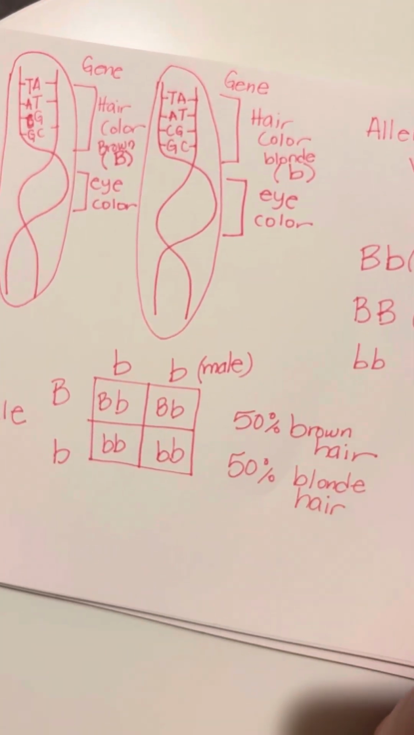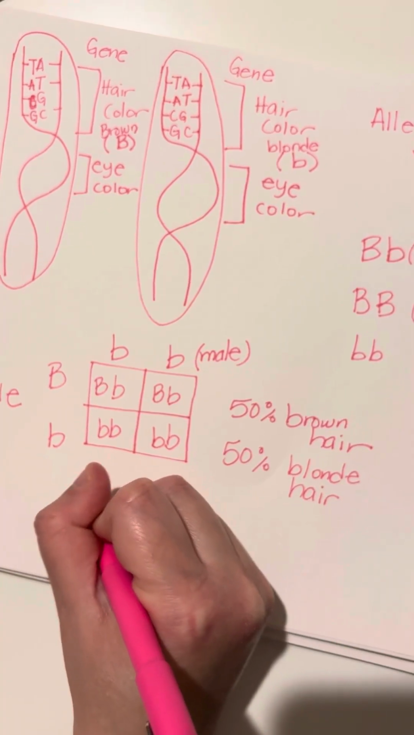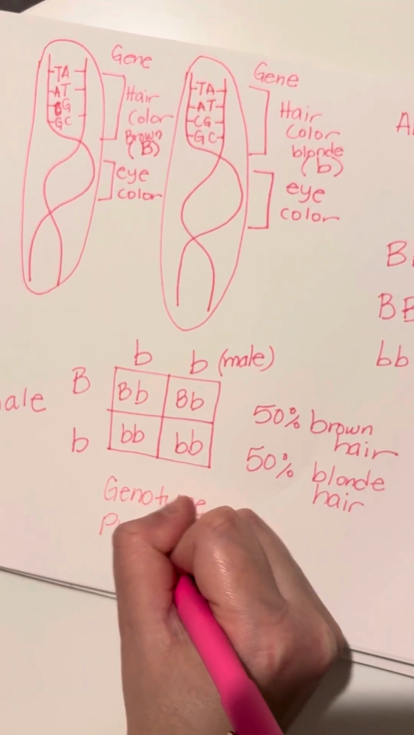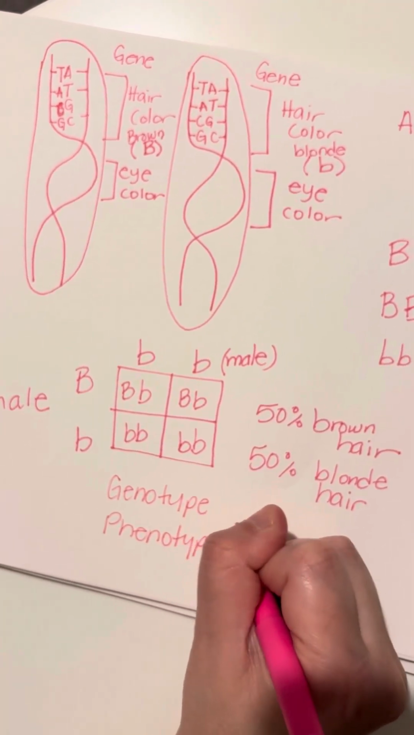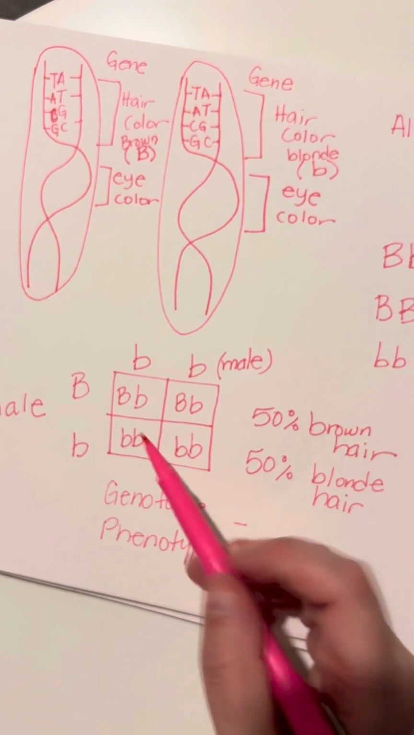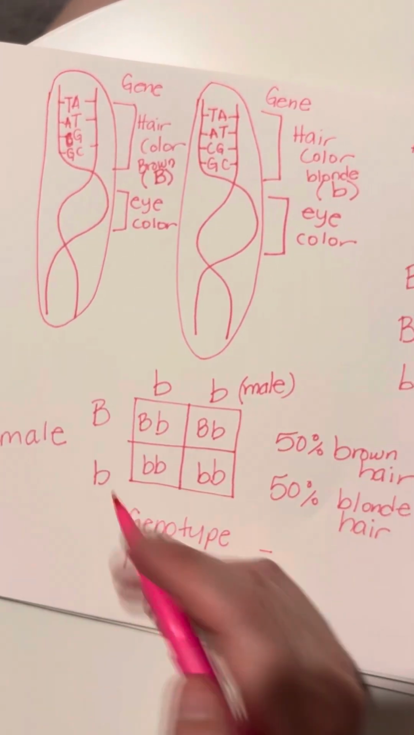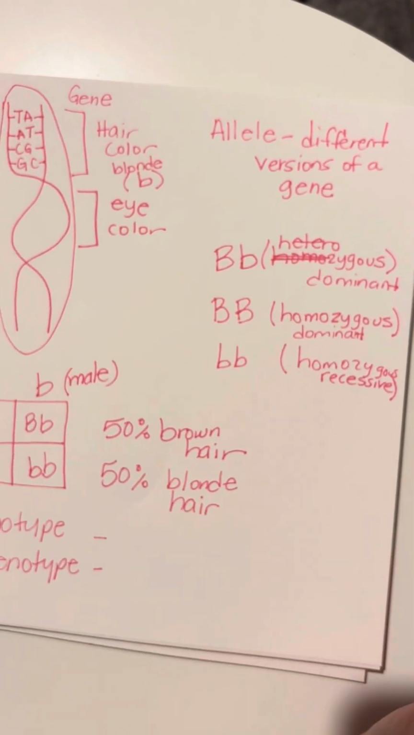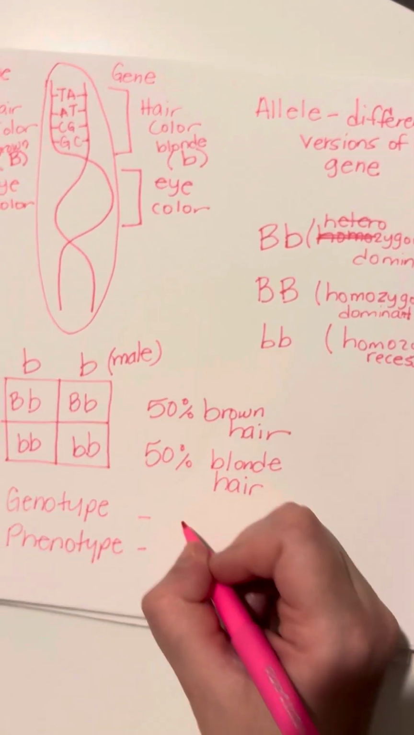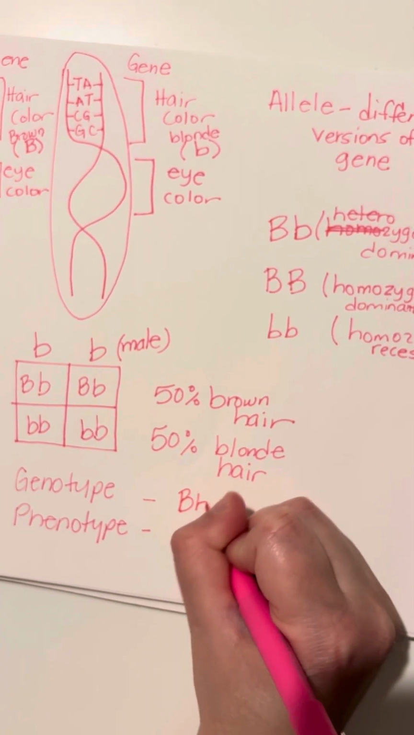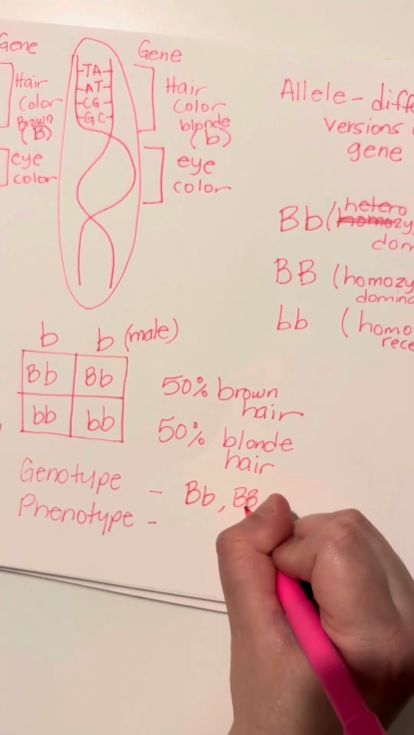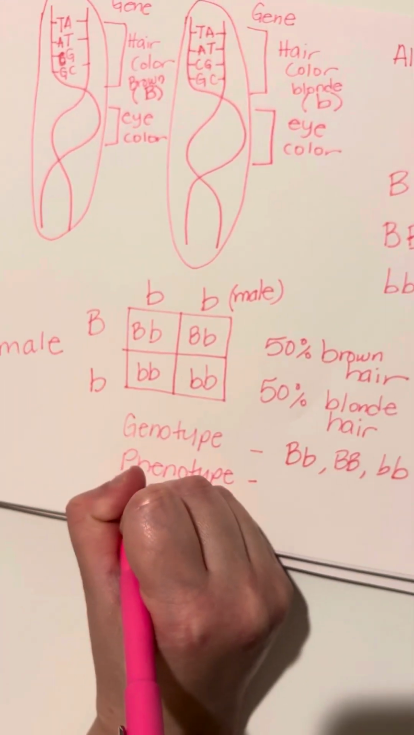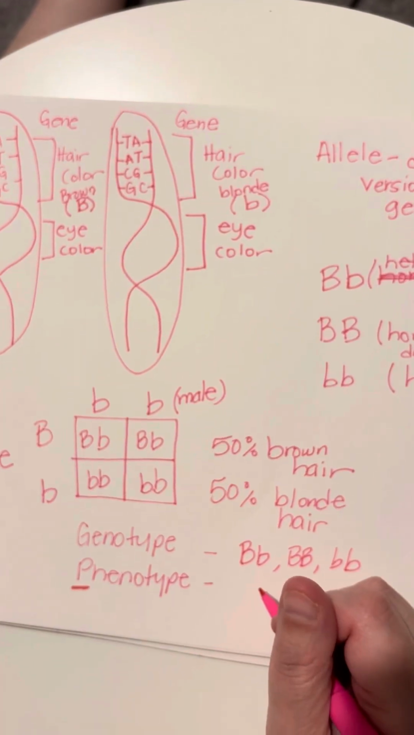Now we're going to define genotype, because you need to know the definition for genotype and phenotype. Genotype would be my genetic makeup. So what am I: homozygous dominant, homozygous recessive, or heterozygous dominant? A genotype would be, for example, am I big B, little b? Am I big B, big B, or am I little b, little b? That would be genotype.